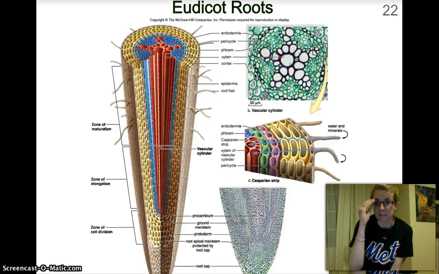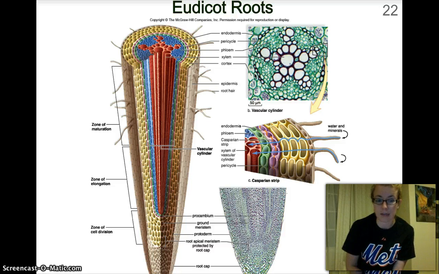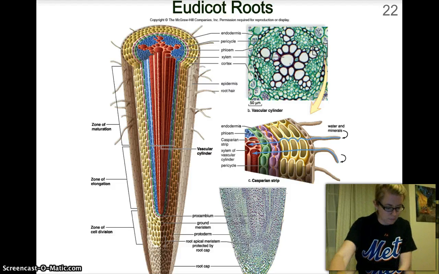And again, this is where the xylem is bringing in water from the root hairs and pumping it up to the rest of the plant, providing water for the rest of the plant. And the phloem is receiving the sugars that have been made in photosynthesis in the green parts of the plant that are above ground. The phloem is receiving the sugars and storing them in the root. So that's what's happening here.